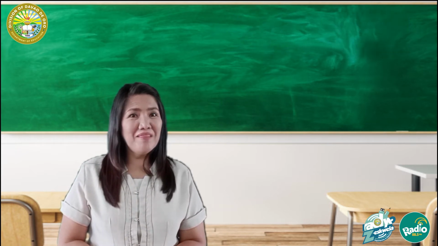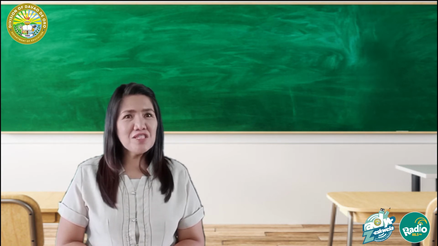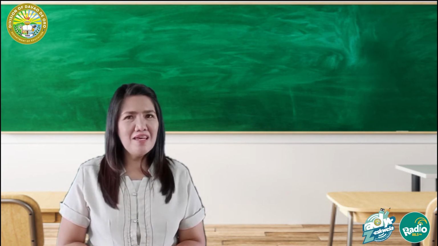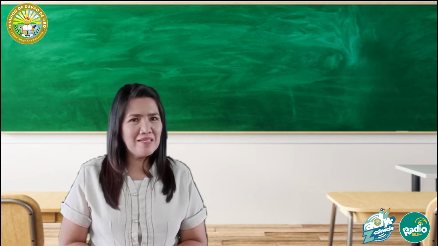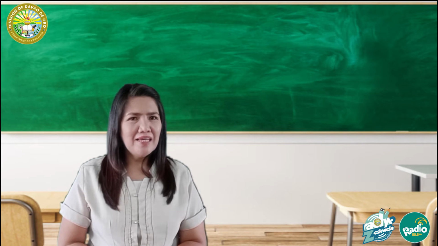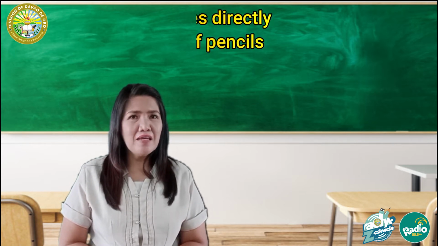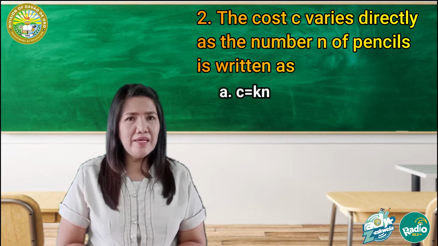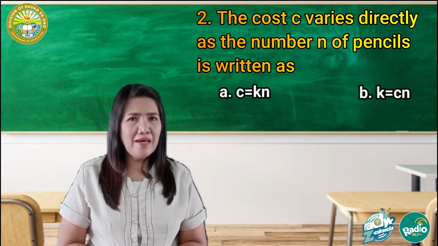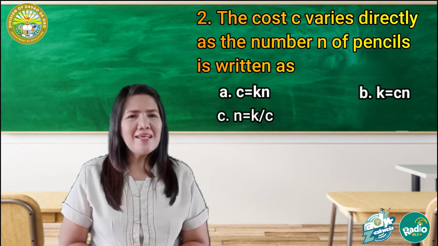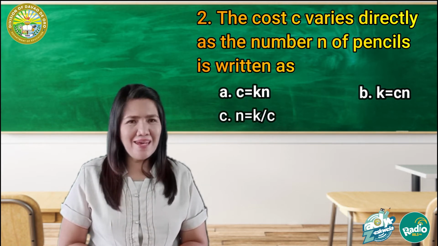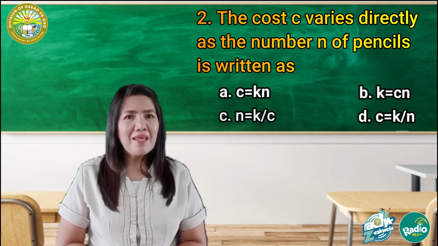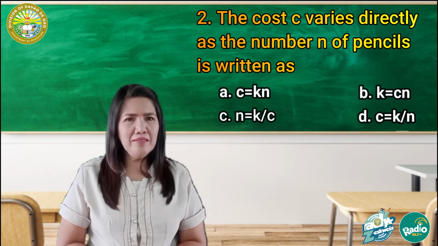Let us now proceed with number 2. The cost C varies directly as the number n of pencils is written as, again, the cost C varies directly as the number n of pencils is written as A. C equals Kn, B. K equals Cn, C. n equals K over C, D. C equals K over n.